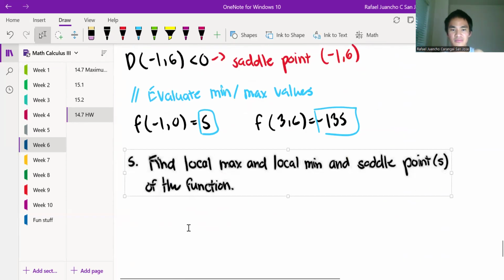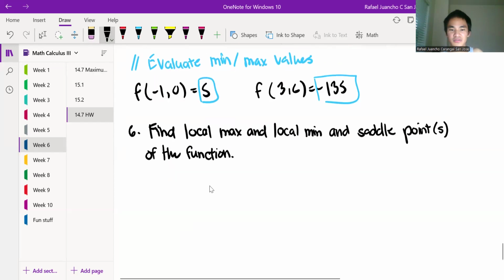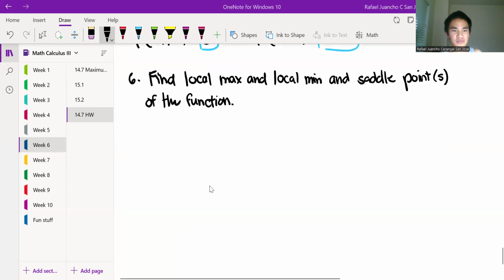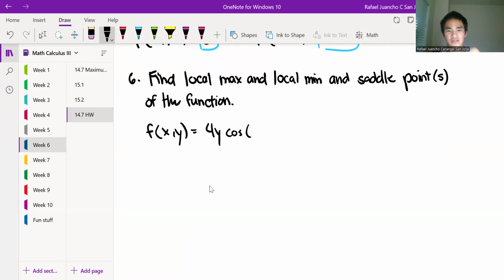So we have this number 6. And my function here, it's actually a function of two variables again. We have f of x y, here we have 4y cosine of x, right? And this is 0 less than or equal to x, less than or equal to 2 pi. And actually, that's an interval, right? So here we again find our critical points.